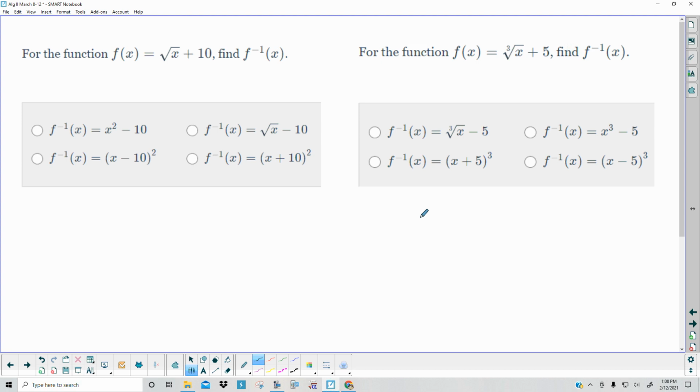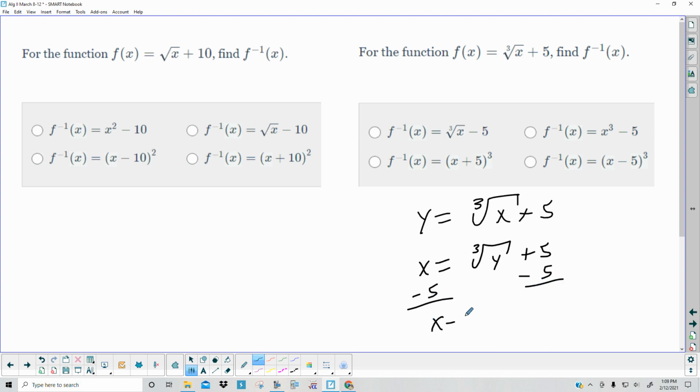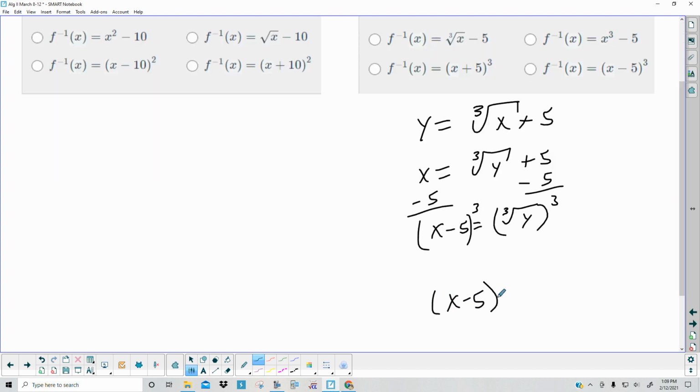So we've got y is equal to the cube root of x plus 5, and just the x is under the cube root. Switch your x and y's. Get rid of the 5. So x minus 5 is equal to the cube root of y. And in this one, you got rid of a square root by squaring both sides. You get rid of a cube root by cubing both sides. So you have x minus 5 cubed is equal to y. Boom, there. Okay.